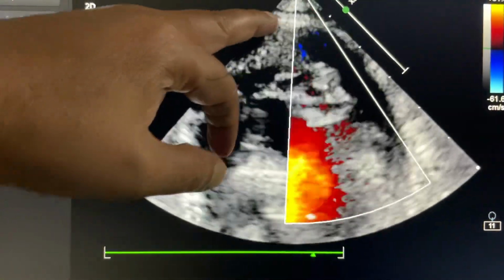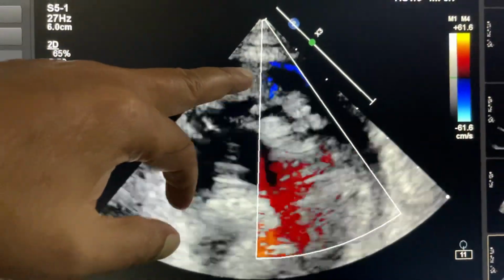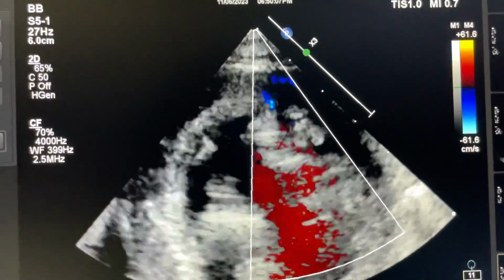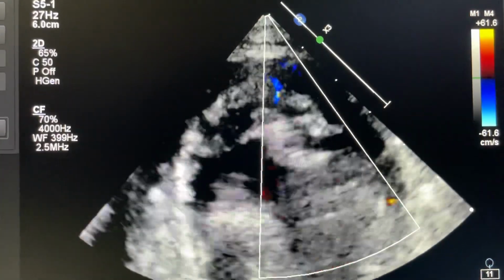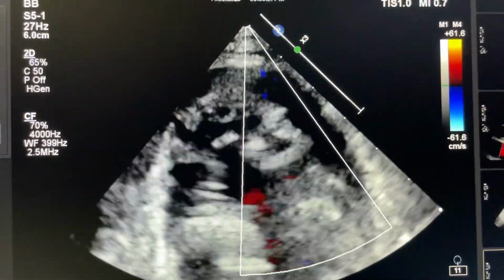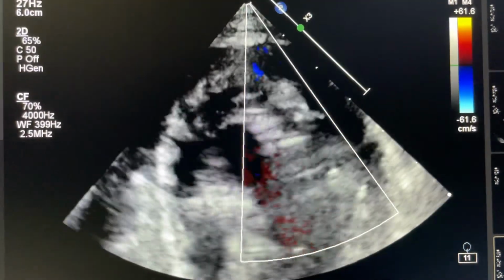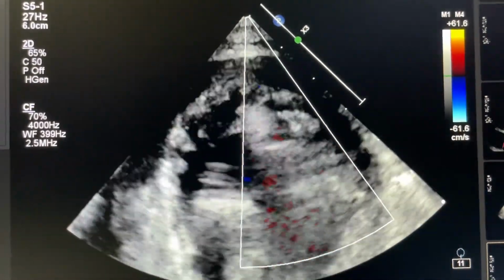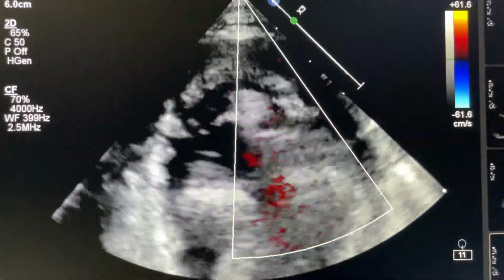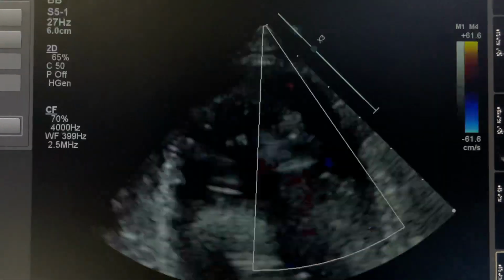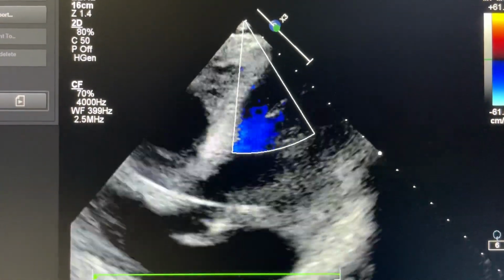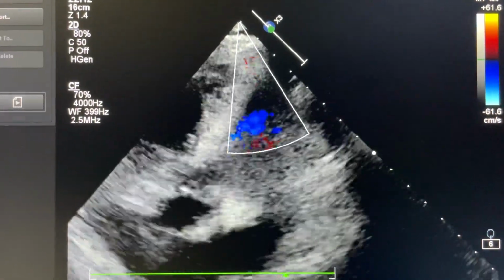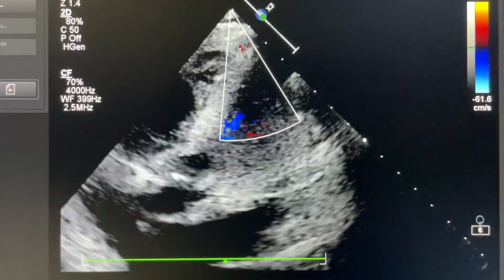But that blood returns back into right ventricle. You can see flow blue in color. That means flow is coming from pericardial space into right ventricle. Flow is blue in color means flow is downward from pericardium to right ventricle. So blood ultimately is going from left ventricle into pericardium and from pericardium into right ventricle.